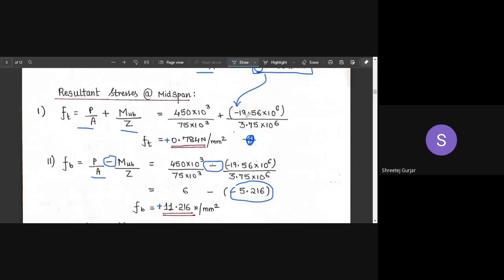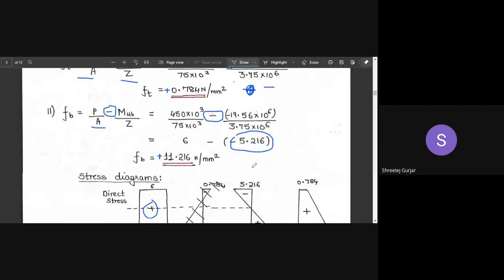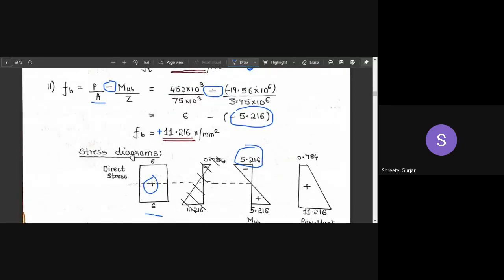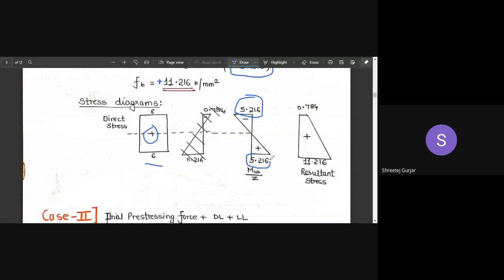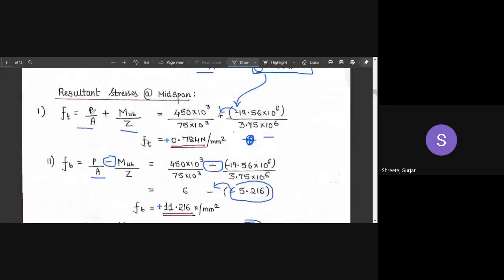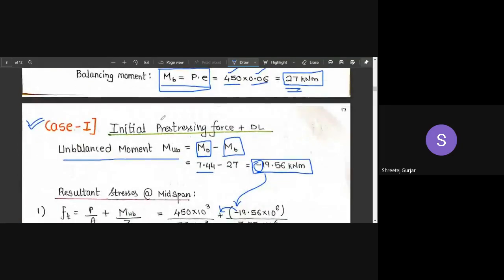It is minus, not plus. Because plus into minus will become minus, right? So minus 5.261 at top fiber, right? And this minus into minus will become plus, right? And so it is plus 5.261 at bottom fiber. Okay, so this is due to your unbalanced moment, and then this is your resultant stress diagram. Okay, so this is our case 1, wherein we are dealing with only initial pre-stressing force and dead load.